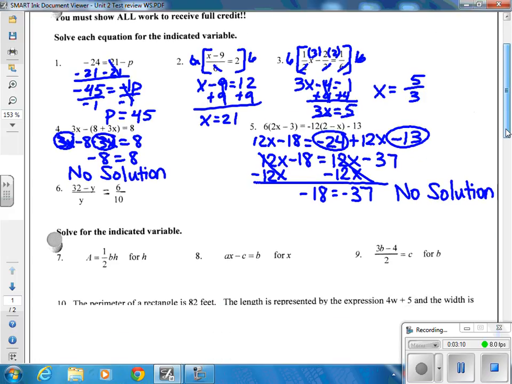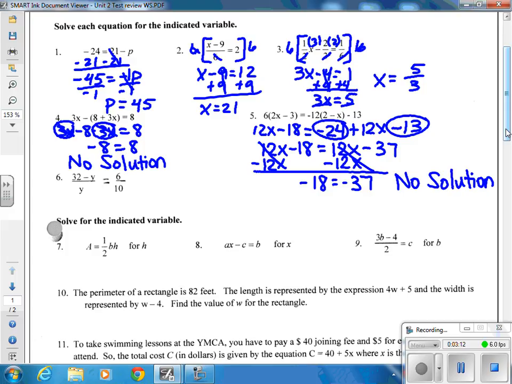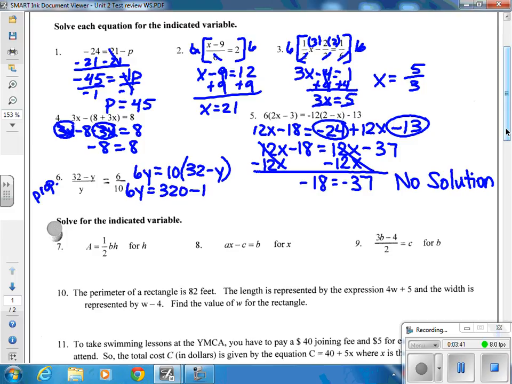For number 6, this is a proportion. You have got to train yourself to recognize when it looks like a proportion versus a regular equation. So to solve this, we're going to use our cross multiplication. So we're going to do 6 times y to get 6y equals, now go the other direction, so 10 parentheses 32 minus y, and now we're going to distribute and solve it. So our next step says 6y equals 320 minus 10y.